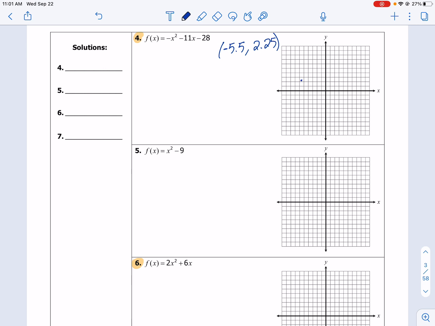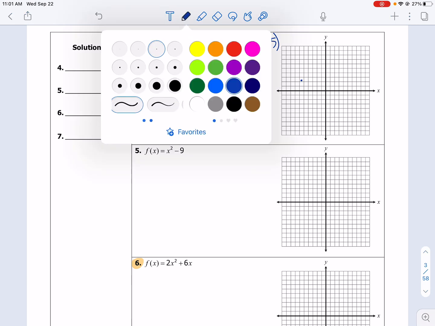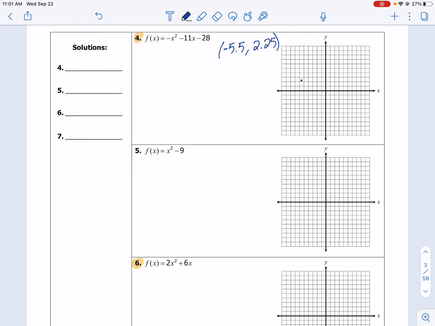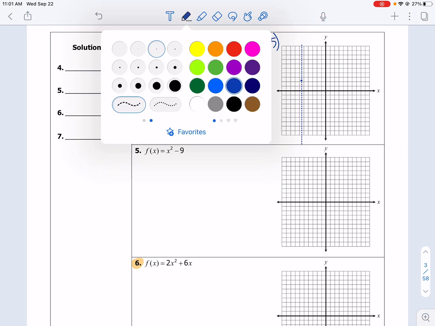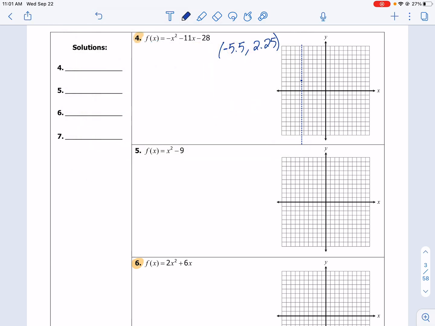Positive 2.25. If you want to put the axis of symmetry, you could do that. Vertical line going right through, great. And then in our table, we want to plug in points to the left and to the right of negative 5.5. So I would have just plugged in negative 5, negative 4, negative 6, negative 3.